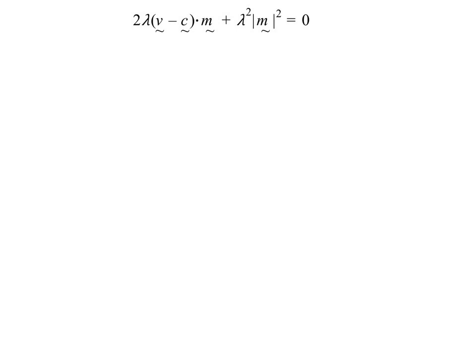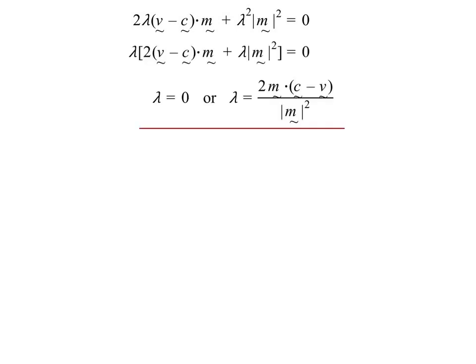If I solve this, I get two possibilities. So I've factorized out the lambda. Either lambda is equal to 0, or lambda is 2m minus C minus V over the magnitude of M squared. Let's go back to what we were trying to prove here. Find the values of lambda. I've done it. Give your answer in terms of... well, okay, one of them didn't have any of those in it. It was equal to 0, but the other one is in terms of M, C, and V.